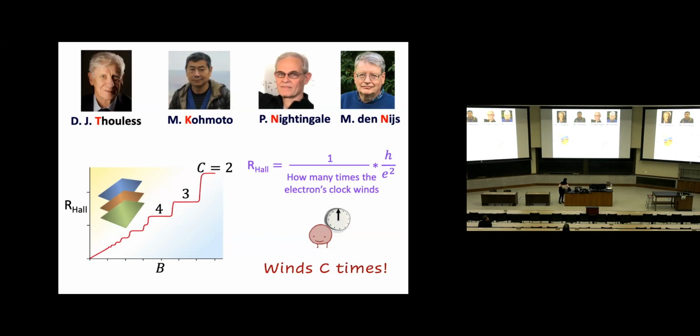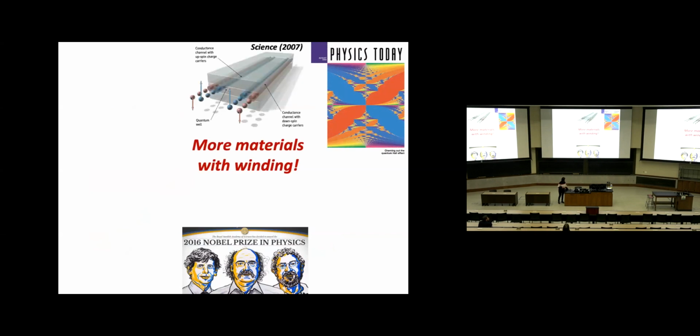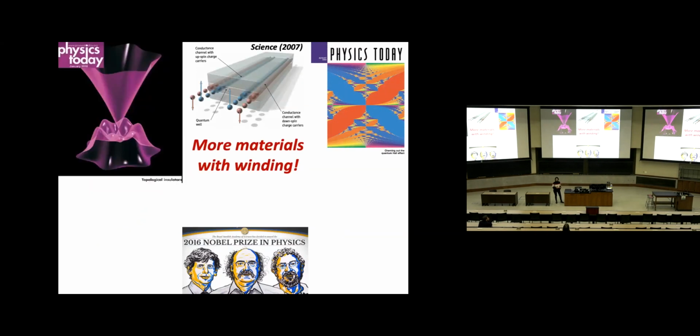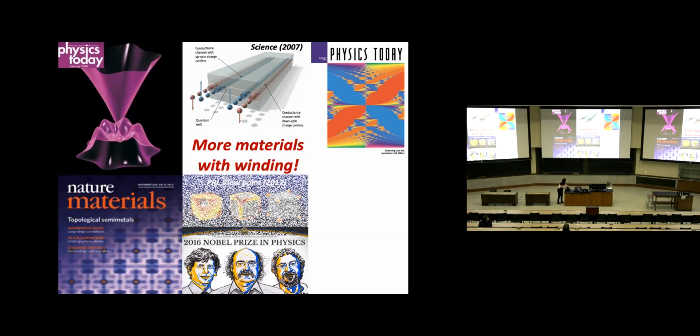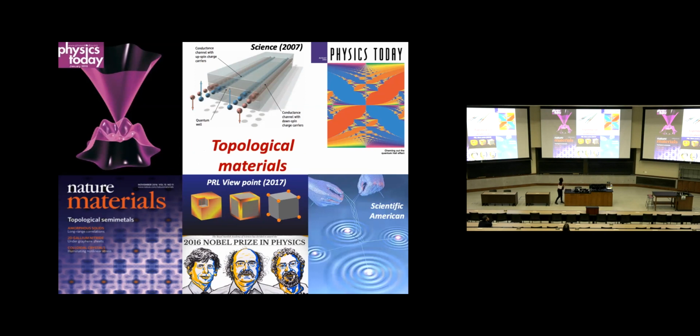Okay, so after this theoretical discovery, more materials with windings were discovered, and these materials have a name. These materials with winding are called topological materials. And now you know why, because a material whose electrons wind a number of times that's not 0 is defined as topological.